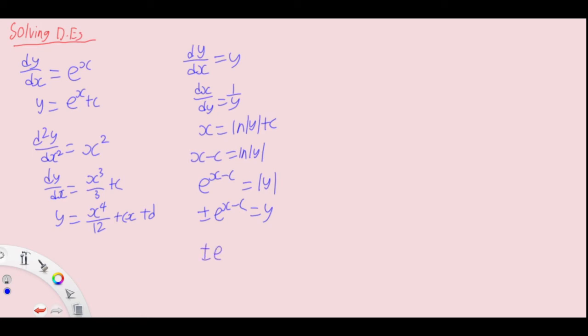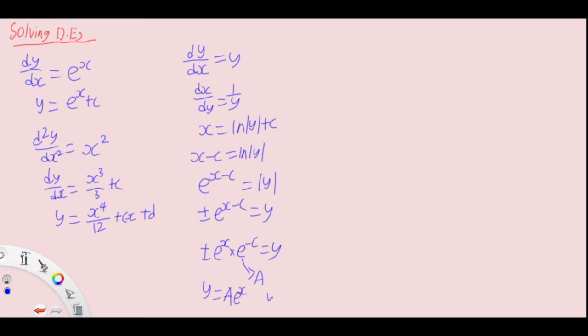And what next? Well, to get rid of the plus minus, we first separate it out, right? e^(x−c) is the same as e^x times e^(−c). And then what we do is we let e^(−c) be a constant, right? Because c is a constant, e is a constant, e to the power of a constant would also be a constant. So we let this constant be A.